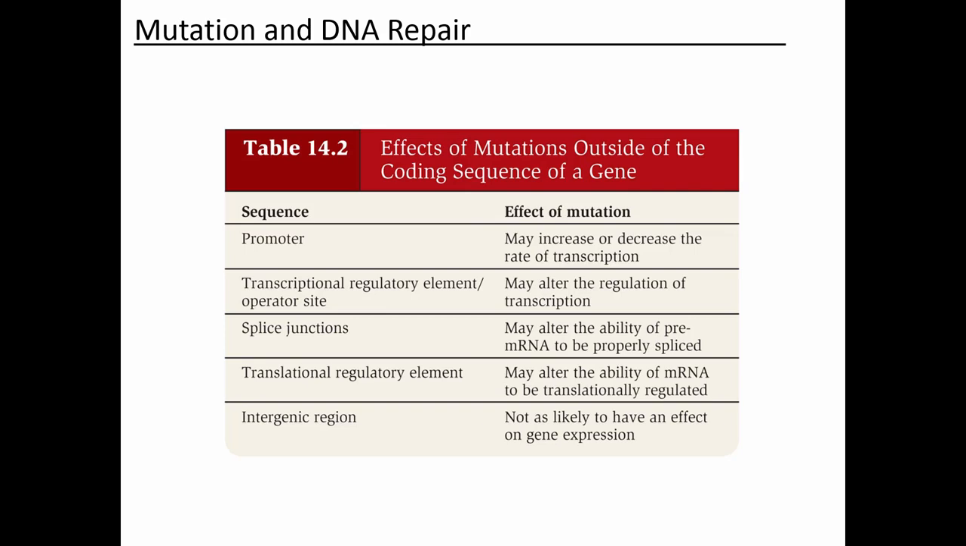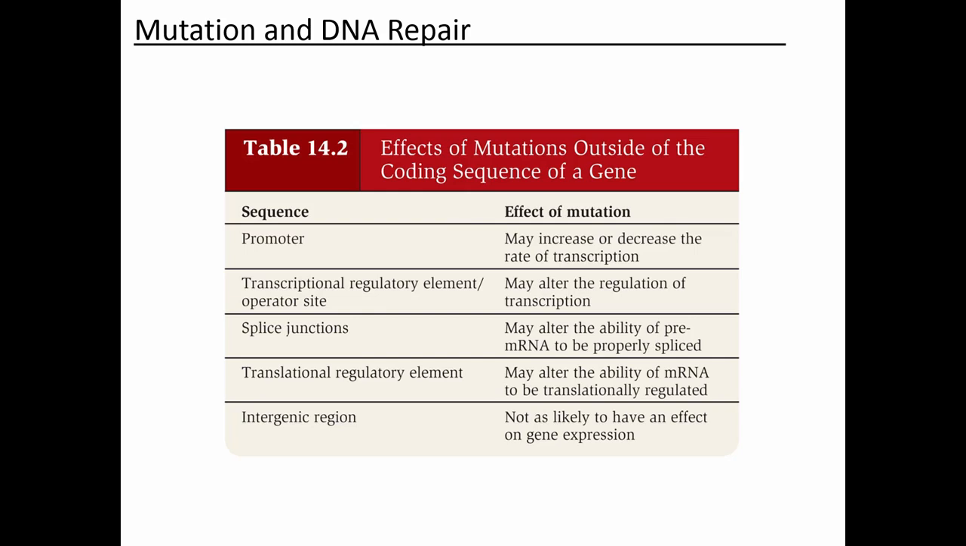So you can have mutations in DNA that does not code for a protein, and they can have an effect in terms of what happens inside the cell and in the organism. You can have mutations that occur in the promoter. And remember, the promoter is the segment of DNA that binds RNA polymerase. So you could have a mutation that may cause an increase or a decrease in the rate of transcription, and that's going to affect gene expression in the organism that has that particular mutation.